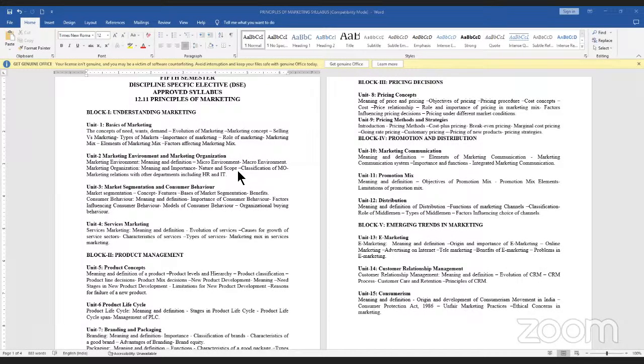So this is your syllabus. Now we are learning under these principles of marketing. There are 5 blocks. In the first block, you're going to understand what is marketing.